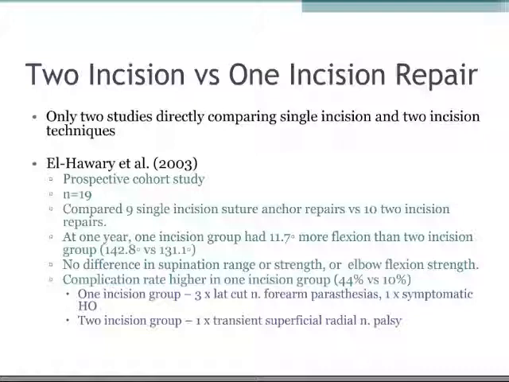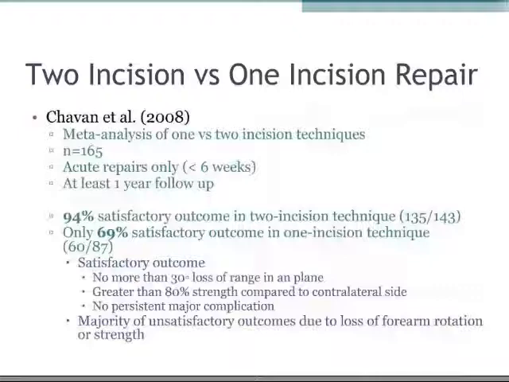A meta-analysis is probably the strongest paper comparing the two techniques, which involved repairs only with at least 1 year follow-up. They found a 94% satisfactory outcome with the two incision technique and only a 69% satisfactory outcome in the one incision technique. They defined a satisfactory outcome as no more than 30 degrees loss in any plane and greater than 80% strength of the other side and no major complication. The majority of the unsatisfactory outcomes were due to loss of forearm rotation. Quite a large discrepancy between satisfaction.